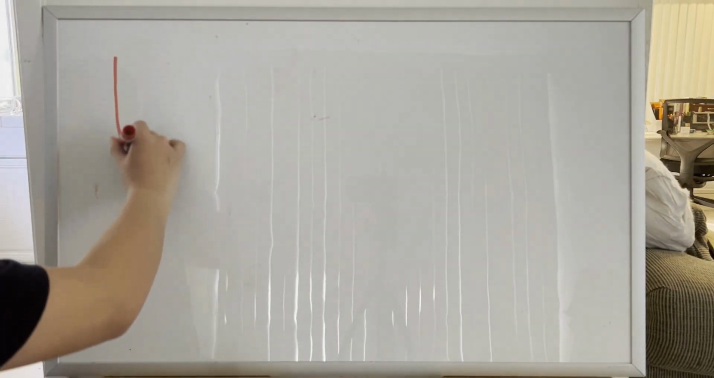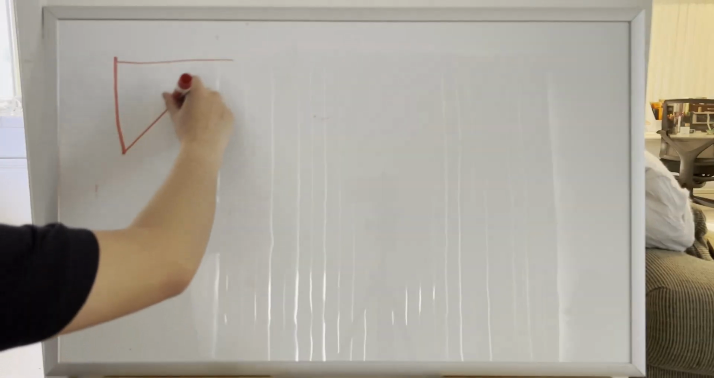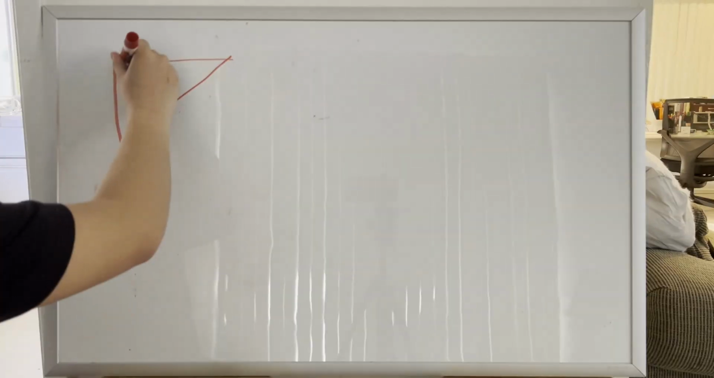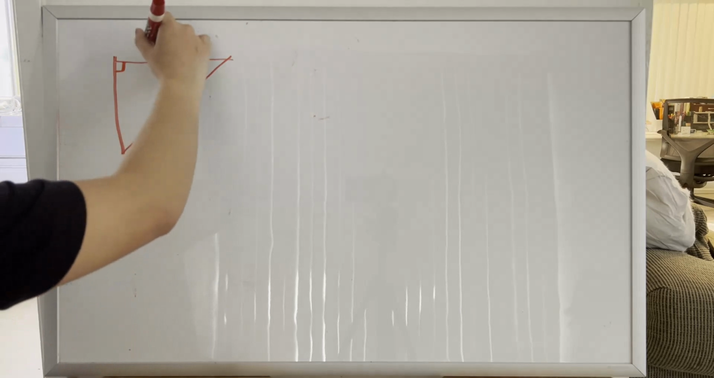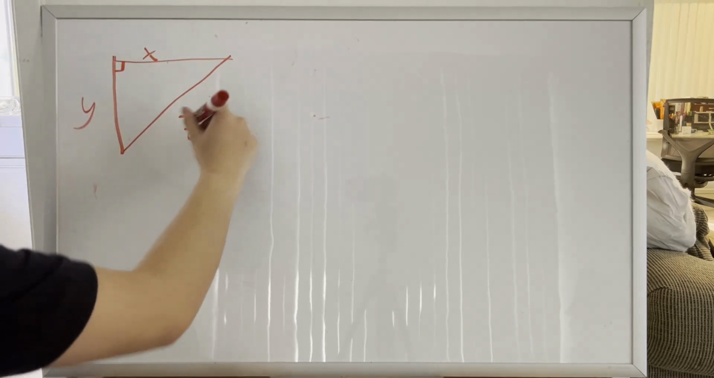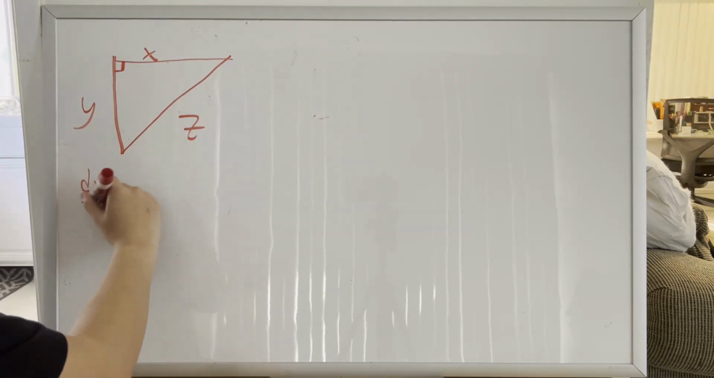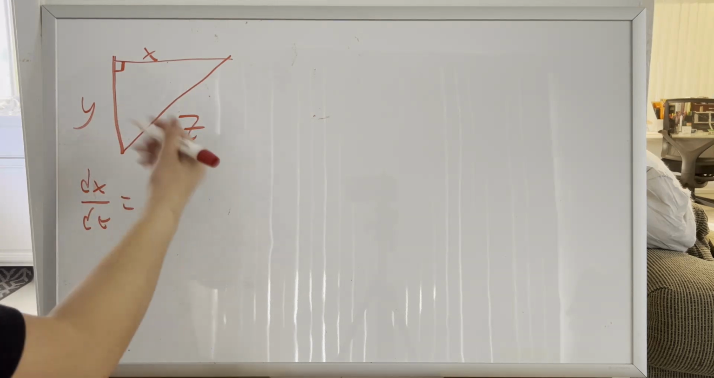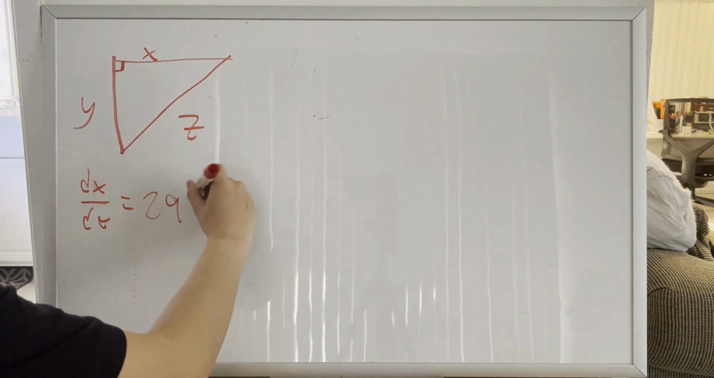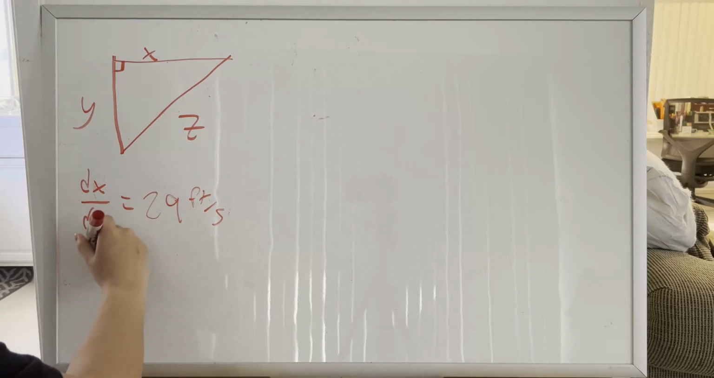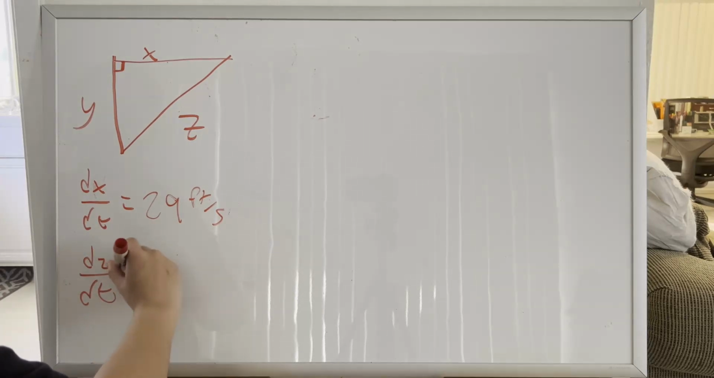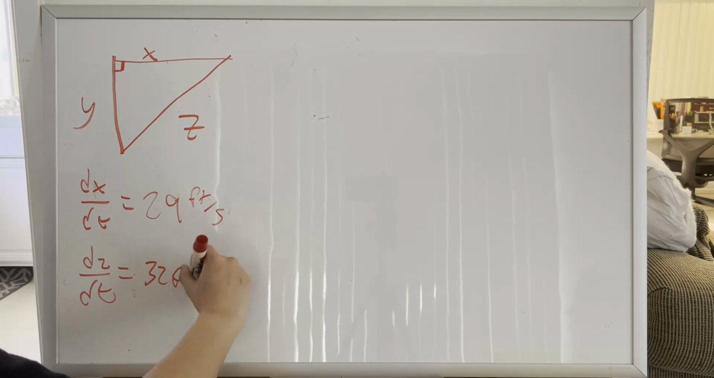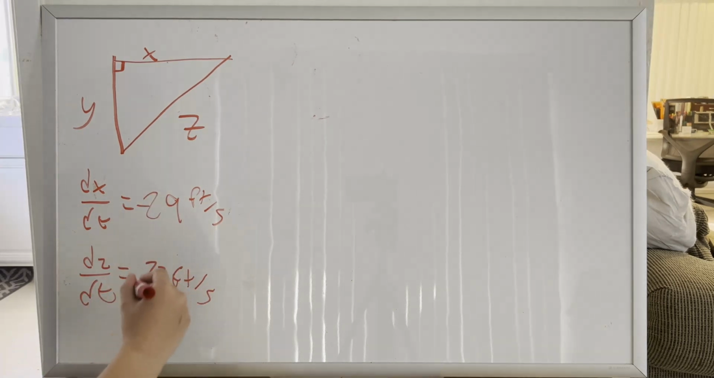Okay, so we're given that the angle between me, the baby, and the car is 90 degrees. So I'll label this between the car and the baby as x, and this between me and the baby as y. This between me and the car is z. So the car's speed is dx/dt. Wait, what is the legal speed limit? 20 miles an hour? Okay, that's 29 feet per second. And then to save the baby, the distance between me and the car has to be decreasing at a rate of 32 feet per second.